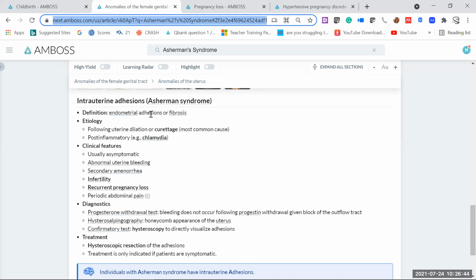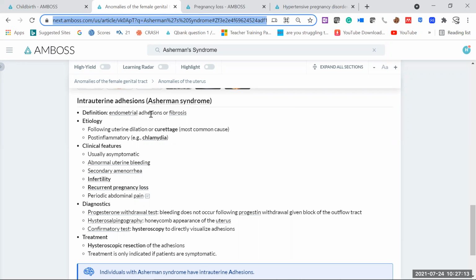Now, clinical features. Mostly patients are asymptomatic. Sometimes patients have abnormal uterine bleeding. Sometimes patients don't have menses at all after this procedure, after DNC. That is called secondary amenorrhea. Of course, infertility will be there, and recurrent pregnancy losses will be there if there is microfibrosis, along with periodic abdominal pain. Every month they have this pain, but they do not actually undergo the menstruation process. That will indicate Asherman.